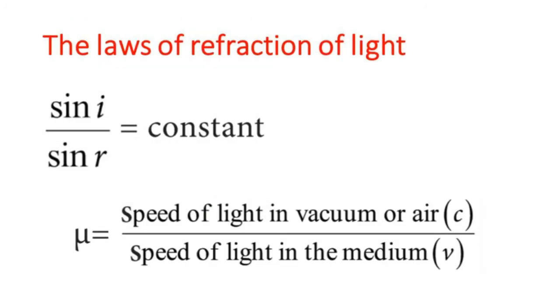Laws of refraction of light. Laws of refraction, also known as Snell's law of refraction, that is given below. The incident ray, the refracted ray, and the normal to the interface of two transparent media at the point of incidence lie in the same plane. The ratio of sine of the angle of incidence to the sine of the angle of refraction is a constant for a light of given color and for the given pair of media. The same thing already we have learned in the laws of reflection.